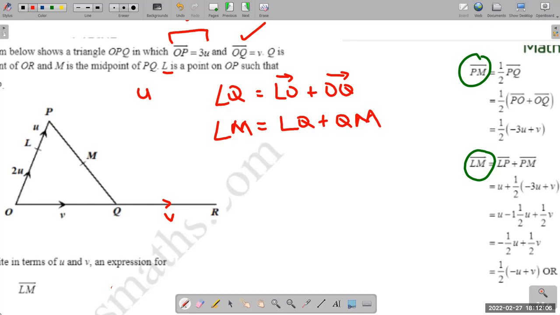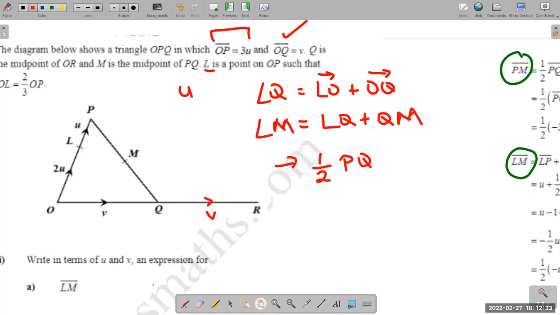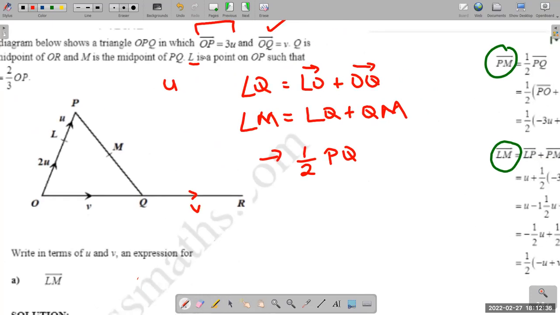Agree or disagree? But what is QM? I just break it down so you understand all the steps that we have to do, because once you understand the overall picture, you would understand what to do. Isn't QM half of PQ? Remember, it said so. All I'm doing is mapping out the paths. First, I needed to go from L to Q. L to Q. That's easy for me because all we need to do is go the opposite way.